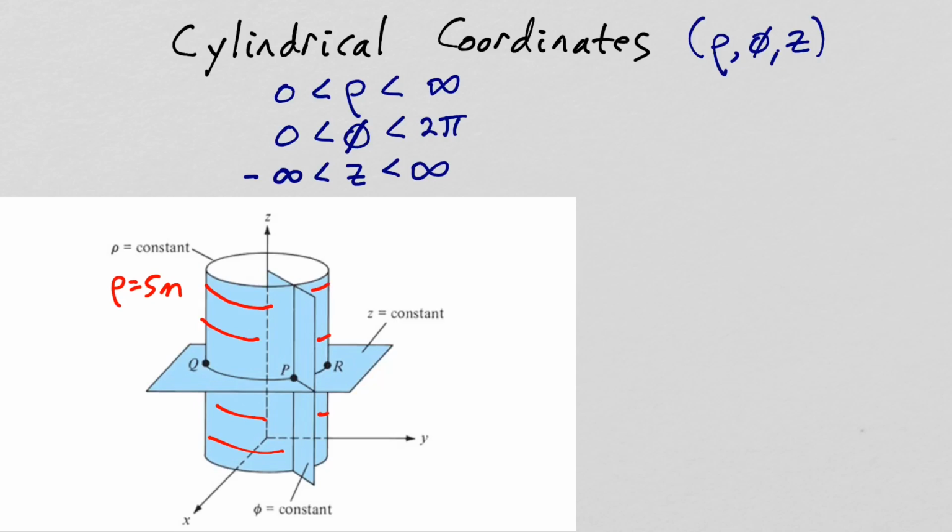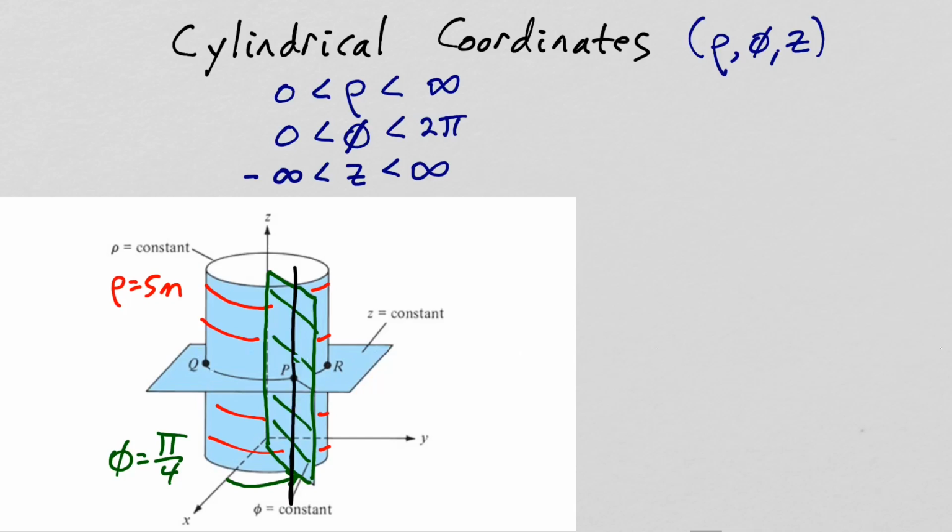The surface that phi defines is an infinite half plane, so one end of that plane is attached to the z-axis, and then it goes out to infinity, and this angle phi is the angle that that infinite half plane makes with the x-axis. So phi equals pi over 4 radians would define this infinite half plane. And notice that that infinite half plane intersects our rho cylinder along a line.